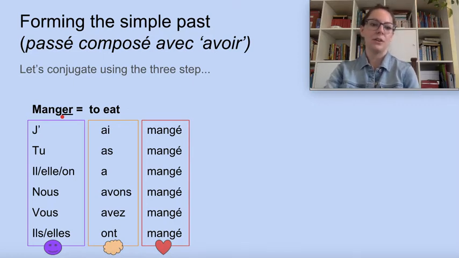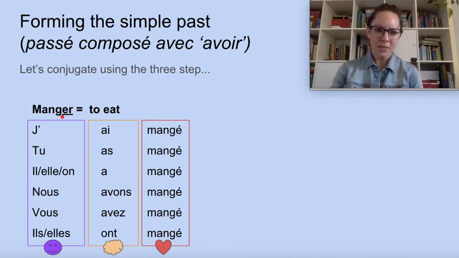Okay, so if I ate, j'ai mangé. If you ate, tu as mangé. If he, she, or one ate, il, elle, on a mangé. We ate, nous avons mangé. You all ate, or you formal ate, vous avez mangé. And they ate, ils ont mangé, or elles ont mangé, depending if you've got your group of girls or group of boys. So just have a look at that closely.